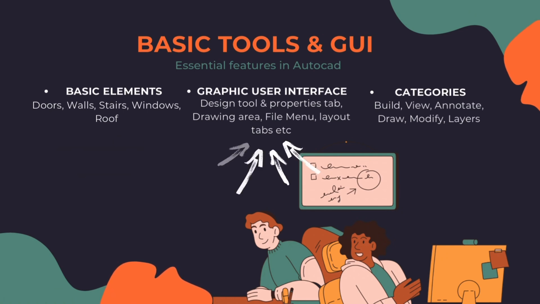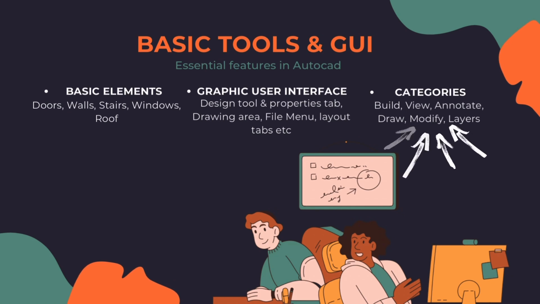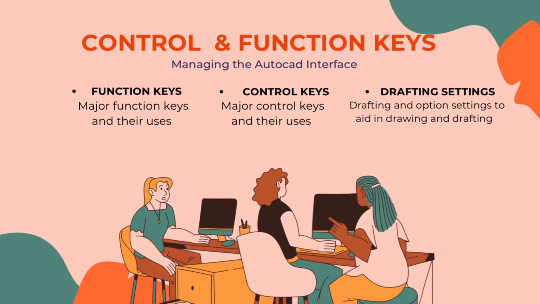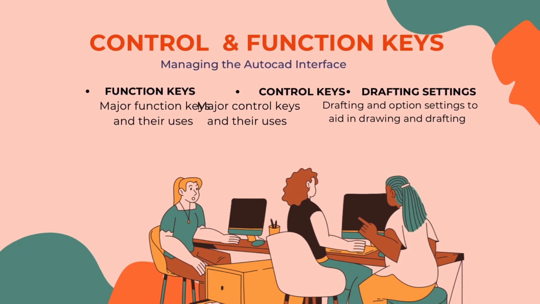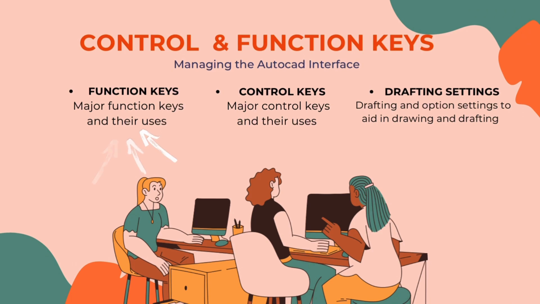We'll move on to graphic user interface like the design tool and properties tab, the drawing area, file menu, layout tabs. We'll also touch on categories like the build category, view, annotate, draw, modify, and layer category. In the second video content, we will discuss control and function keys, that is, managing the AutoCAD interface. We'll go through the major function keys and their uses, major control keys and their uses, and drafting settings and options which will aid us in drawing and drafting.